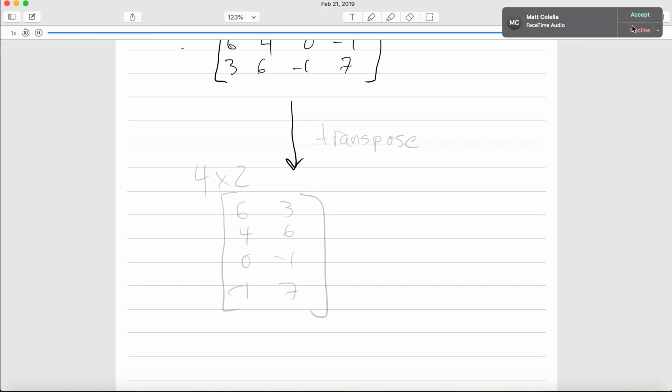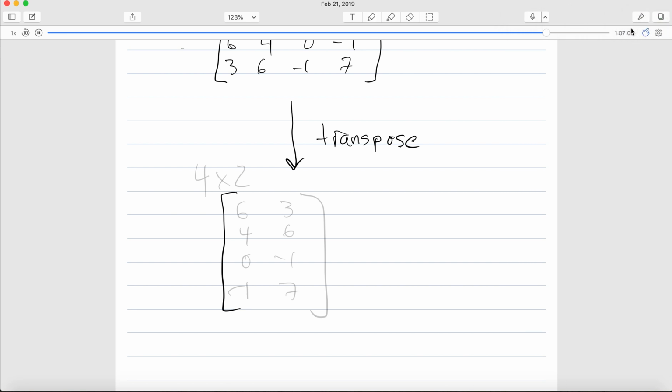Suppose it becomes column 1 instead. Right? So if I take row 1, I'm just going to rewrite it as column 1, right? So what would my first column be? 6, 4, 0, 1. And now my second column? 3, 6, negative 1, 7. That's it. So this was 2 by 4 before, now it's 4 by 2. Right? That's all, so that is transpose.